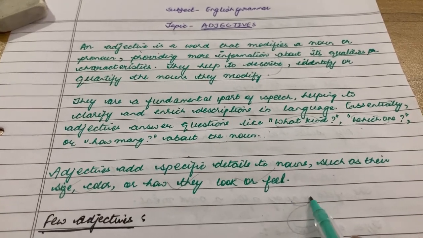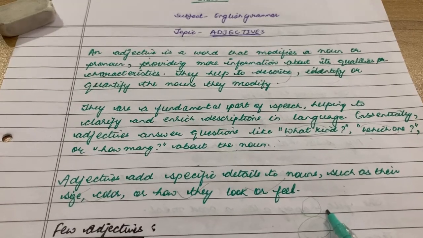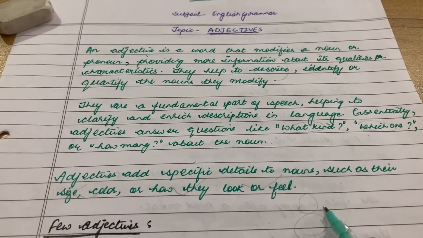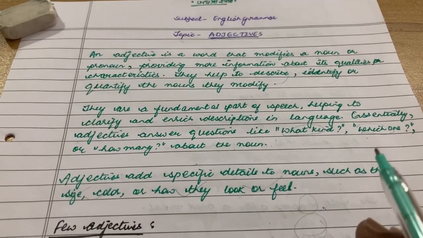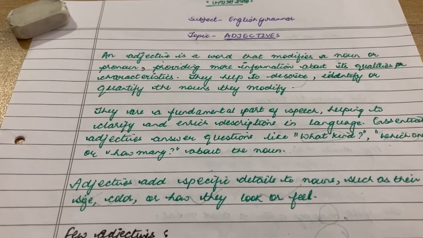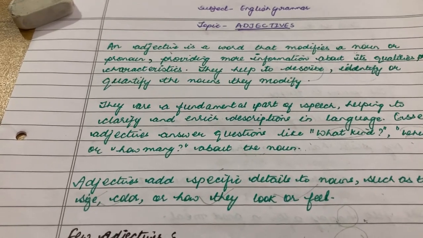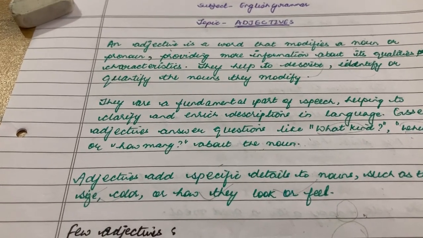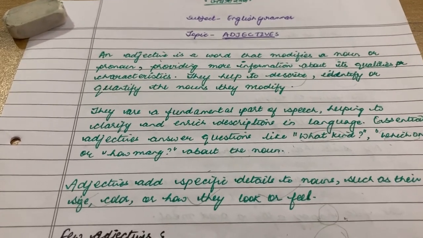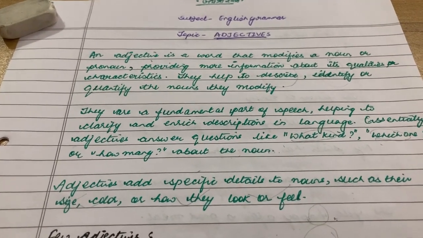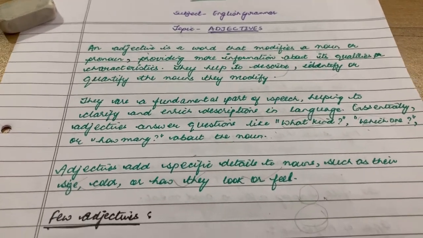So the word delicious tells us more detail about the noun, which is a mango. So what is that? Basically, that's a feel. So when the boy ate the mango, how did it feel? He felt the taste was delicious. So therefore, adjectives add specific details to nouns, such as their size, color, or how they look or feel.